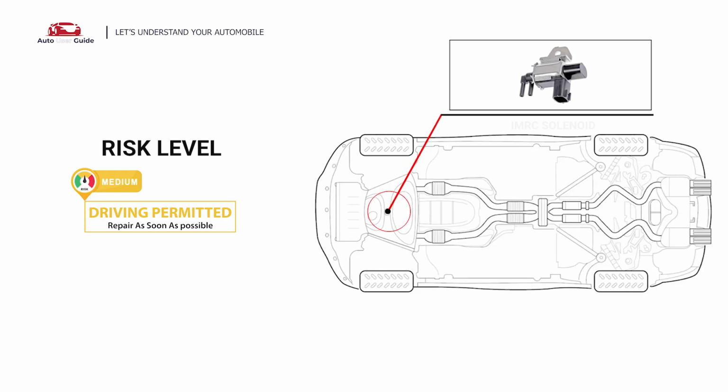This engine code indicates that the ECU has detected a high voltage in the circuit that controls the intake manifold runners. This malfunction can be caused by poor electrical connections or a faulty intake manifold control solenoid. Under this circumstance, short-distance driving is permitted, but your vehicle should be repaired as soon as possible.